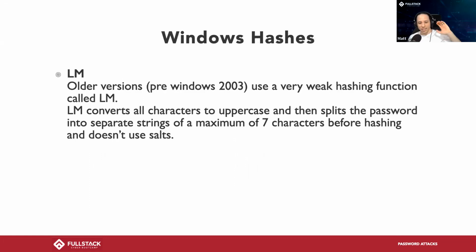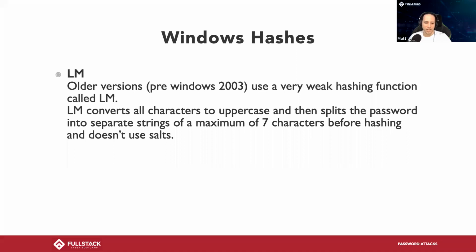For Windows hashes, there's pretty much two main things that you need to know. There's two versions I told you: LM and NTLM. LM is the older version and is a very weak hashing function.